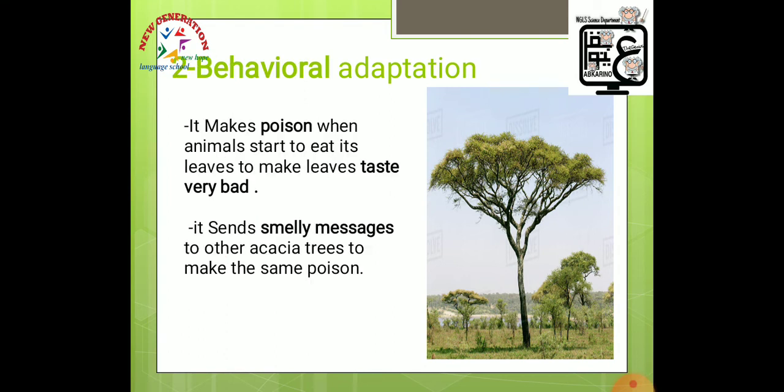And now we're going to talk about the behavioral adaptation. So the next type of adaptation is behavioral adaptation. It makes poison when animals start to eat its leaves, to make the leaves taste very bad. Number two, it sends smelly messages to other acacia trees to make some poison.